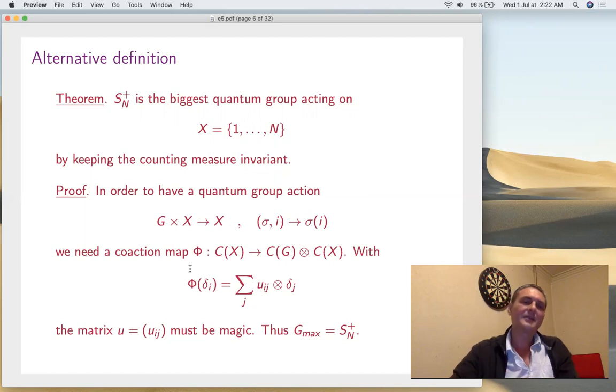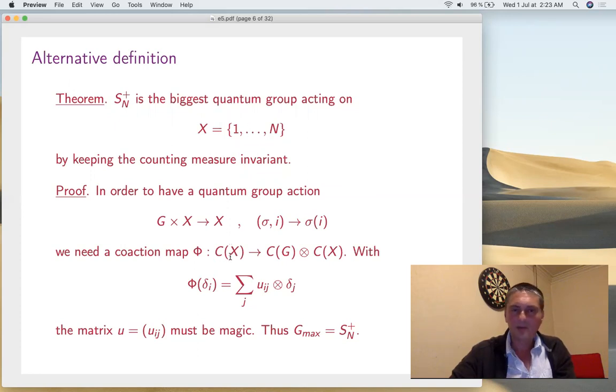So acting means that you have something like this: G cross X to X, abstractly somehow. Now, in functional analysis terms, you have to reverse the arrow. So you need a map from C of X to C of G tensor C of X, called a coaction. It must be co-associative, something like that. And now, C of X is just C^n, right?